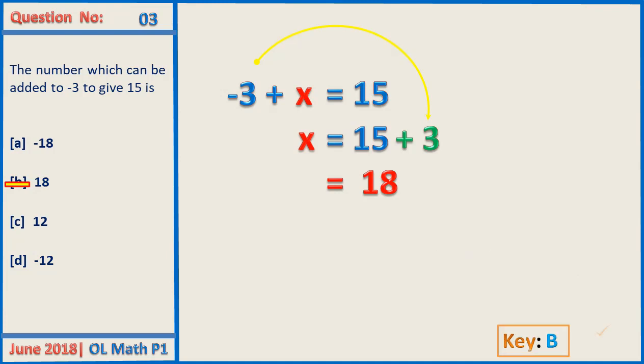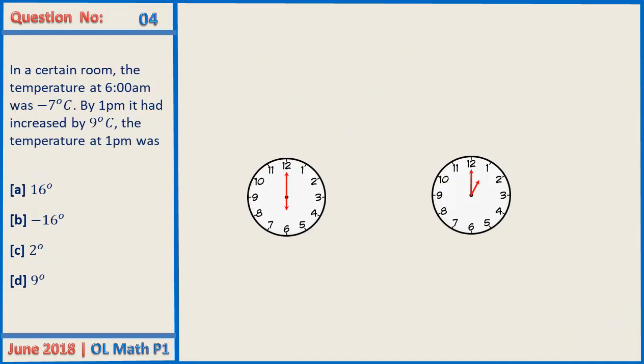Question number 4, we have, in a certain room, the temperature at 6 a.m. was -7 degrees Celsius. By 7 p.m., it had increased by 9 degrees Celsius. The temperature of the room at 1 p.m. was, so you just need to add the temperature difference to the initial temperature. That is, -7 plus the temperature difference, which is 9 degrees Celsius, gives us the temperature at 1 p.m. to be 2 degrees Celsius. The key here is C.